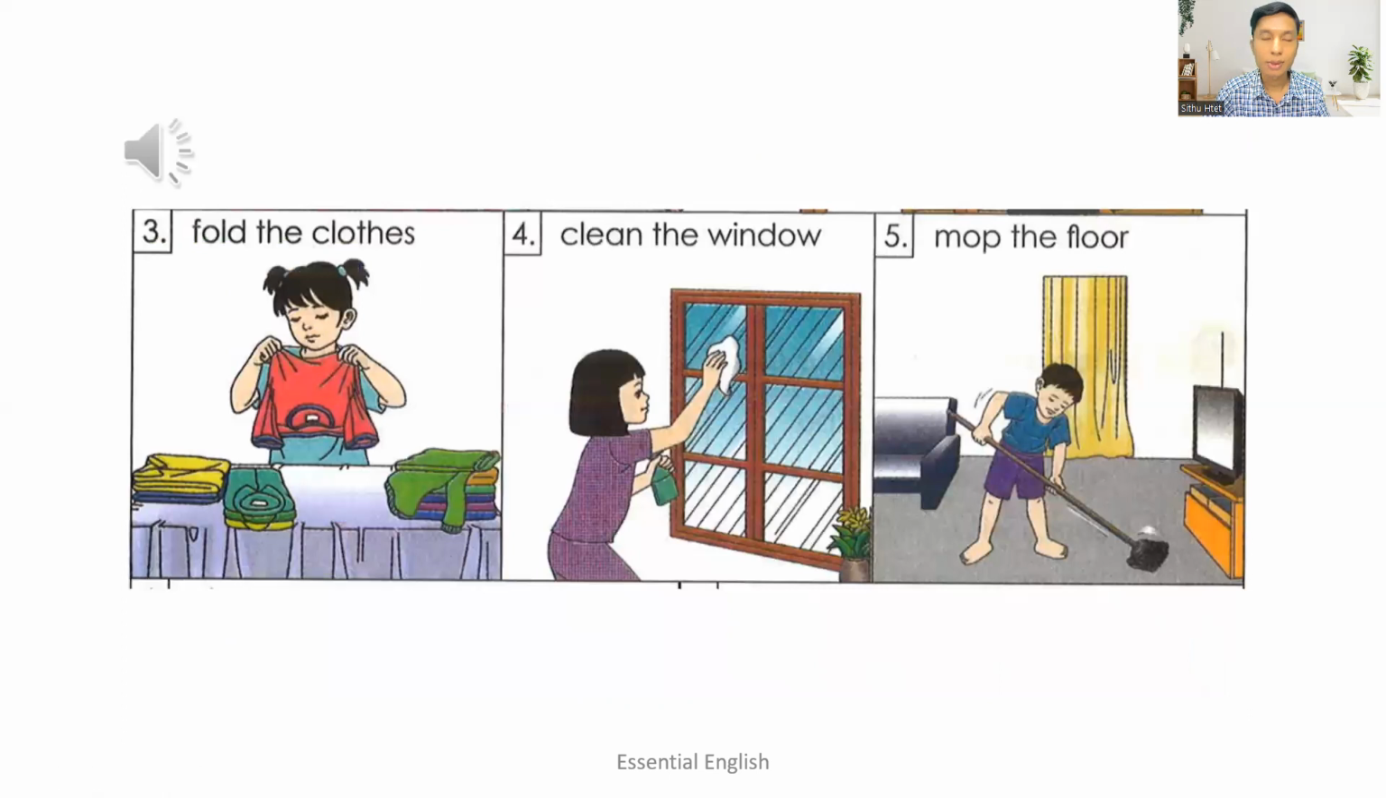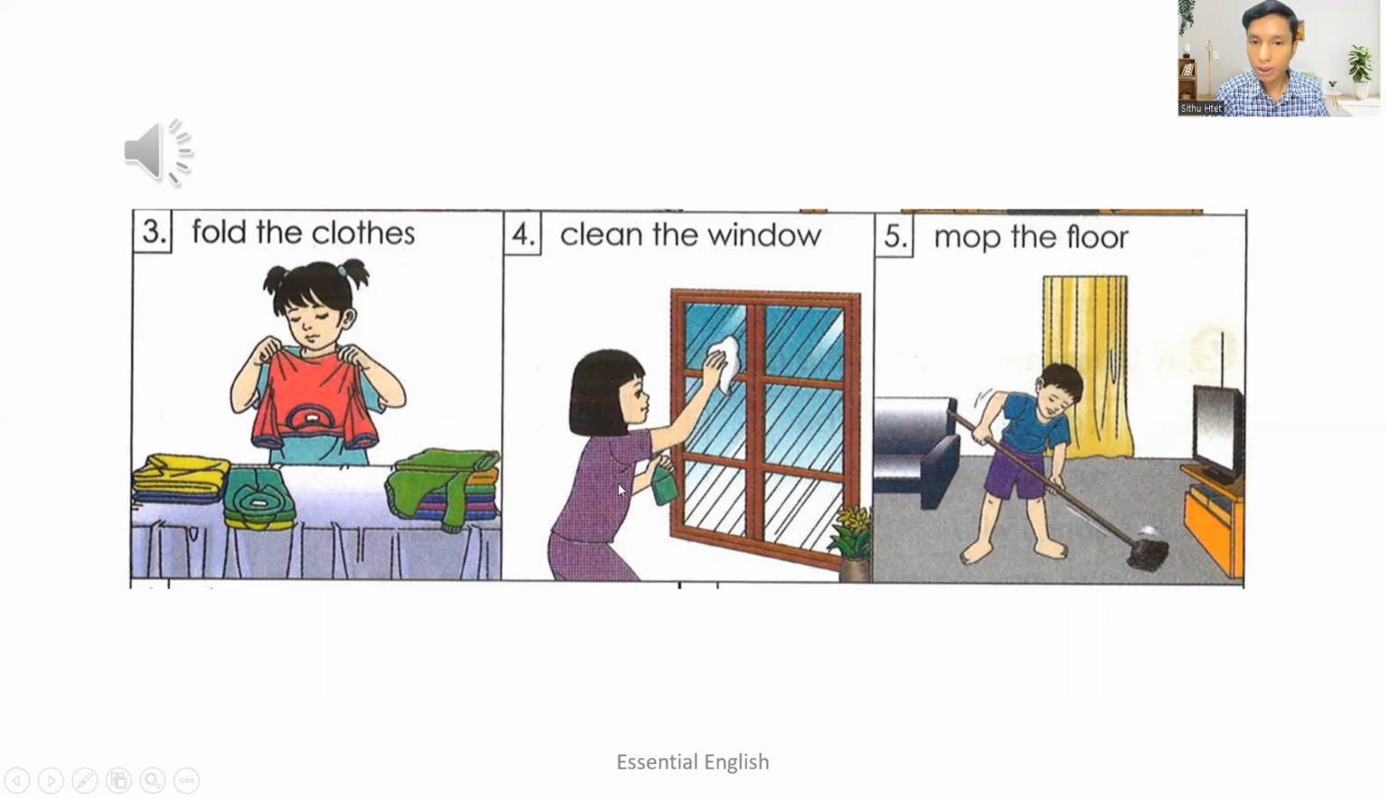Let's study the next three pictures. Please listen and repeat. Fold the clothes. Clean the window. Mop the floor. Okay, please listen again. Fold the clothes. Clean the window. Mop the floor. If you look at the first picture, she's folding the clothes. These are the folded clothes. So she's folding the clothes.